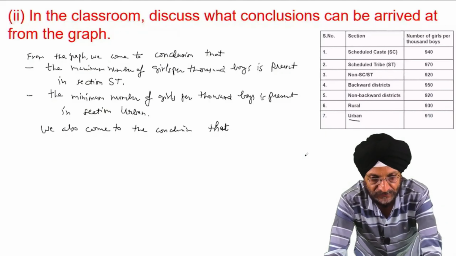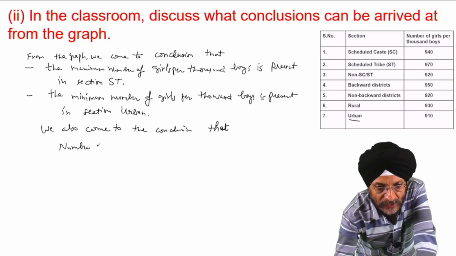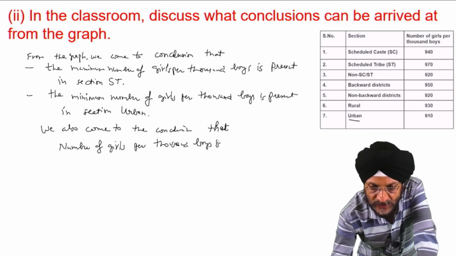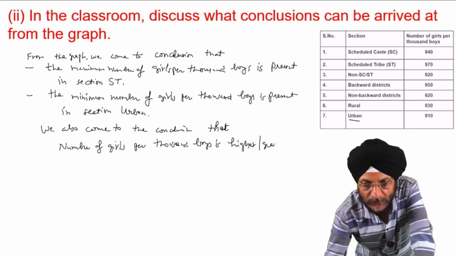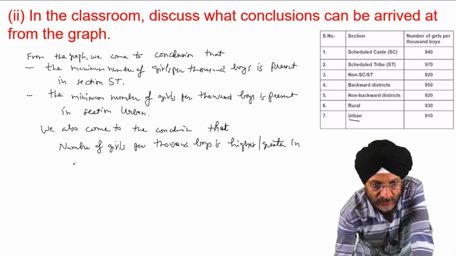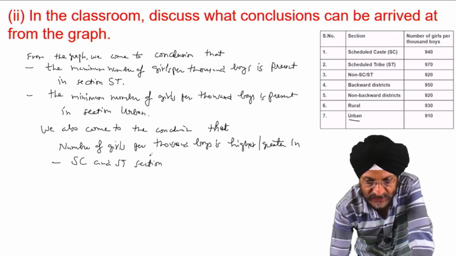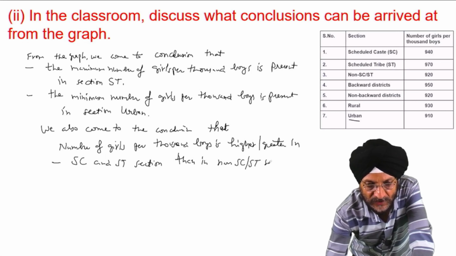So we will write here that we come to the conclusion that the number of girls per thousand boys is higher or greater, whichever you like, you can add greater, in SC and ST section, than in non-SC ST section.